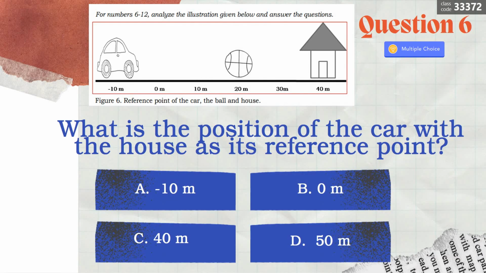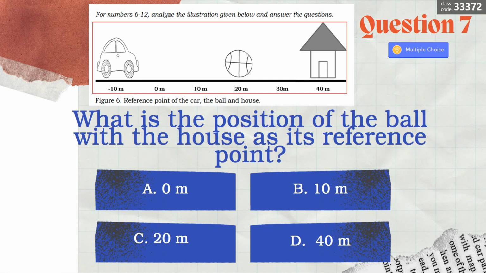Let's move on. Question 6. Concentrate on the figure. For numbers 6 to 12, analyze the illustration given below and answer the question. This is about the reference point of the car, the ball, and the house. What is the position of the car with the house at its reference point? A, negative 10 meters. B, 0 meters. C, 40 meters. D, 50 meters. That's correct. It's letter D, 50 meters.